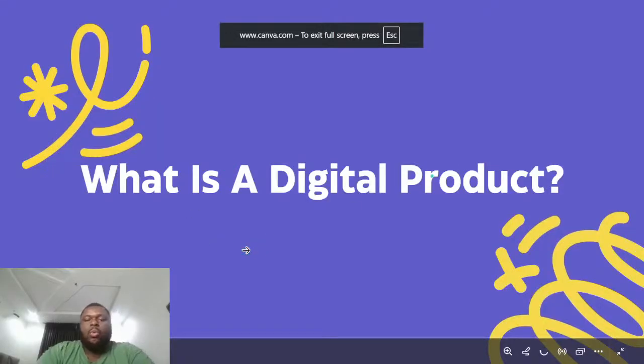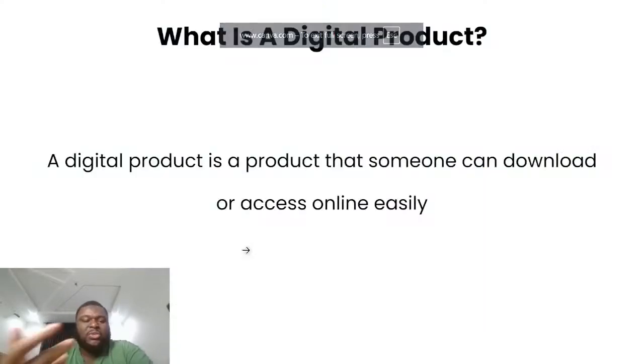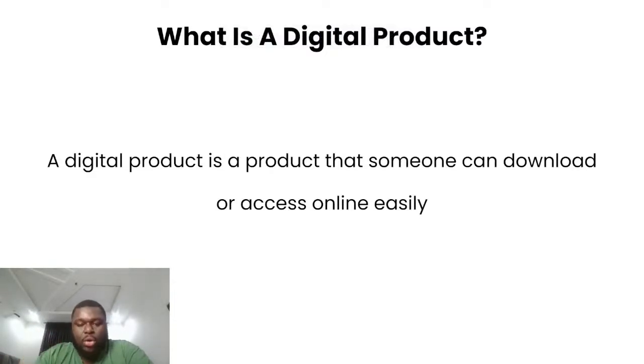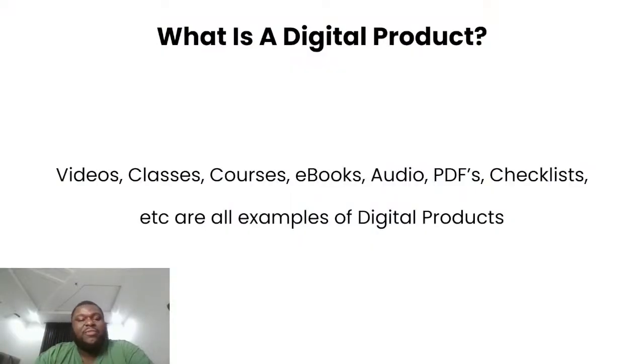So what is a digital product? Now, you guys already know, I explained this yesterday, so I'll just be brief here. A digital product is a product that someone can download or access online easily. Okay. Now, there are different types of digital products, like videos are a digital product. Classes, like the one you're in, are a digital product. Courses, ebooks, audio, PDFs, checklists, all of these things are digital products, okay?